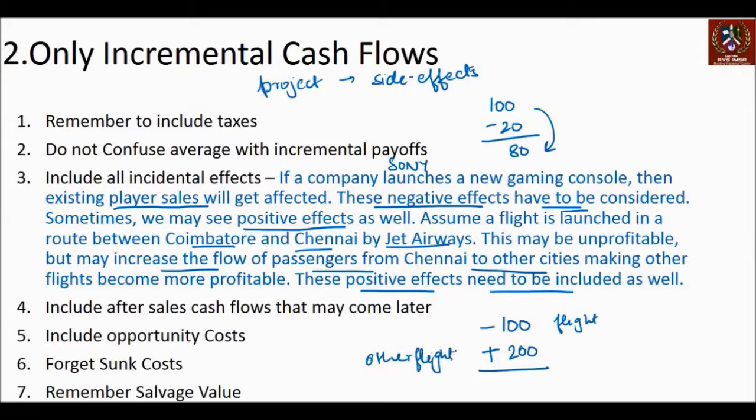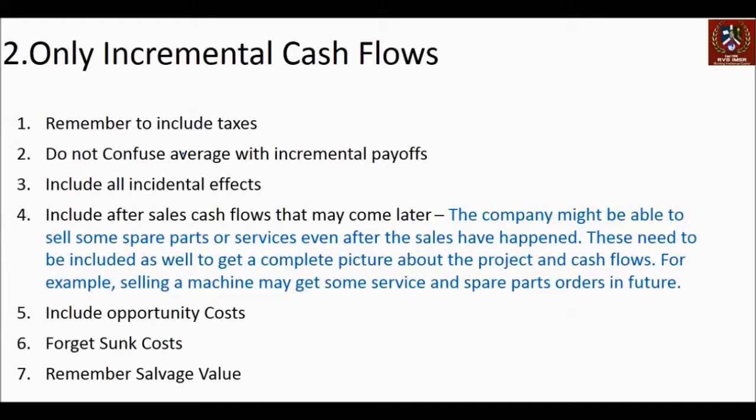You could possibly get, maybe you're running a flight between Chennai and Mumbai that is unprofitable at this point of time, but with the extra inflow from Coimbatore coming in, that flight becomes profitable, right? So that's possible that there are positive incidental effects or negative incidental effects. You have to consider those in your cash flow calculations. You have to look at cash flow calculations carefully, right?